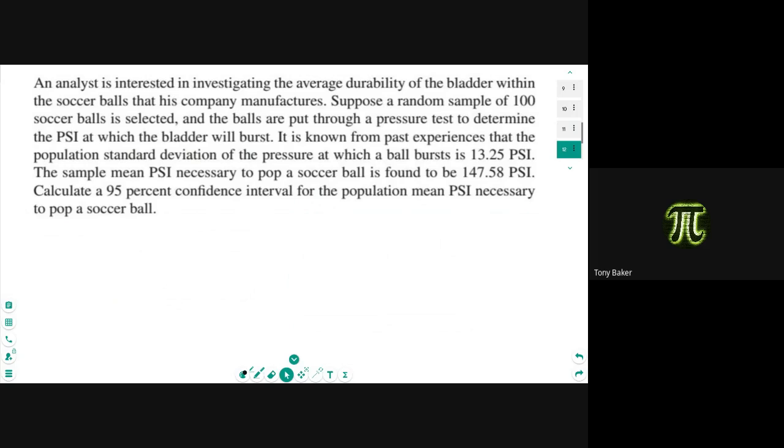So they did a sample of 100 soccer balls. The population standard deviation is 13.25. The sample mean, so the 100 they did, the PSI necessary to pop a soccer ball was found to be 147.58 PSI. They want you to calculate the 95% confidence interval of the population mean. So find me my 95% confidence interval for this problem.